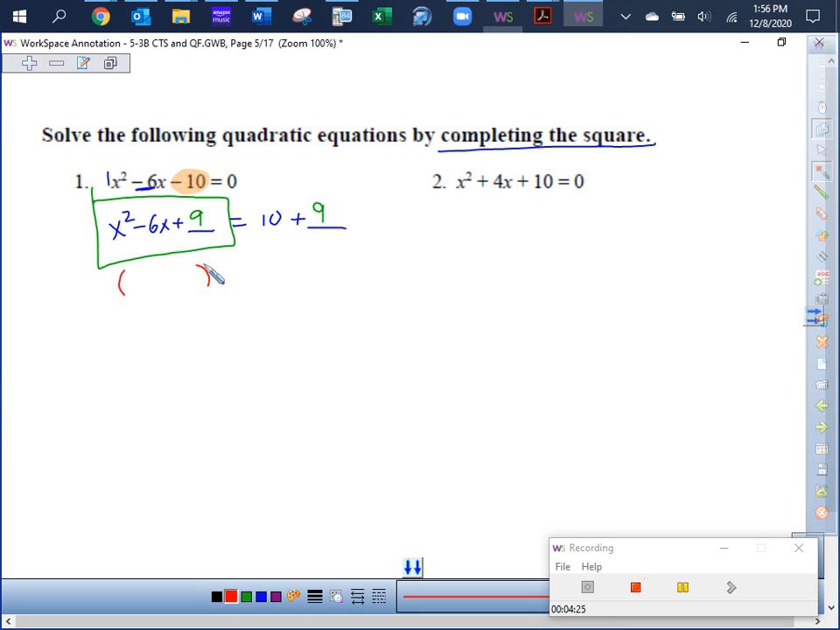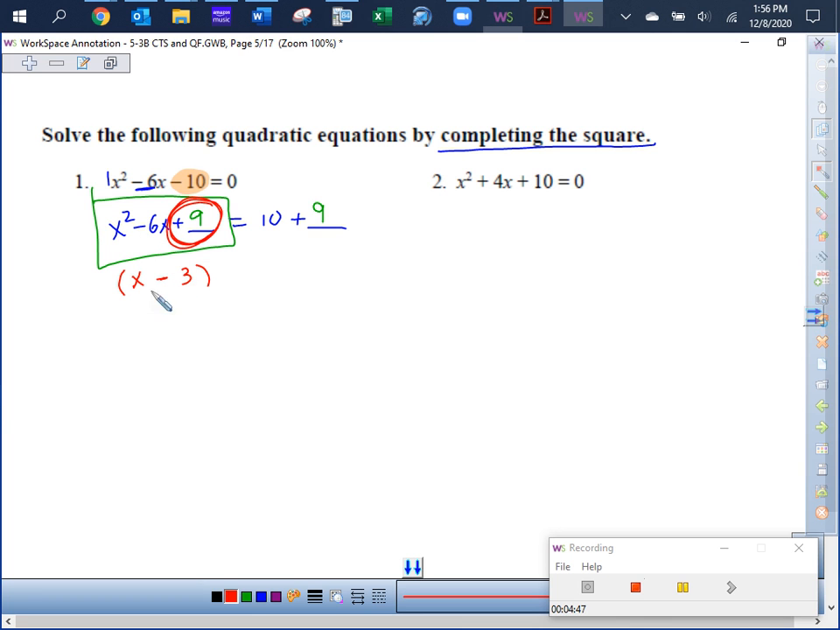Put yourself a group of parentheses right here. It'll factor to be the square root of the first term. What's the square root of x squared? That's just x. And then it'll be the square root of the last term right here, this +9. What's the square root of 9? 3. But then you got to sneak down the sign from the middle. The sign from the middle is in that minus.